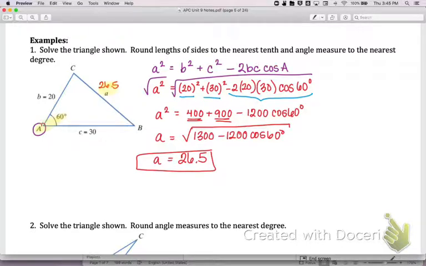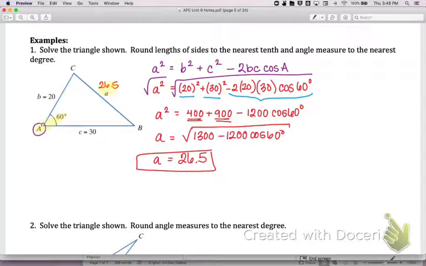Law of cosines does not lead to an ambiguous case because this triangle is side, angle, side. That guarantees congruence, which means there's only one possible triangle that we can build, so you don't have to worry about that. So now we will go back to the law of sines.